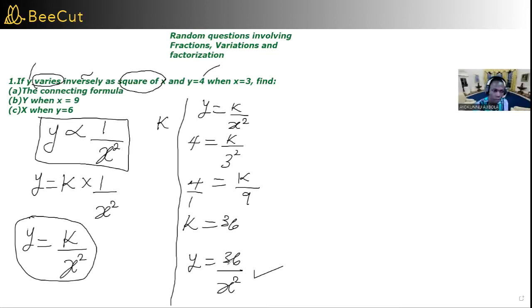Now, I said you replace the K in this formula with what? 36, because you found it to be 36. Now, this is the answer to question A. So you should find the connecting formula. Now, you're going to move ahead and solve the second one. What did the second one say you should do?